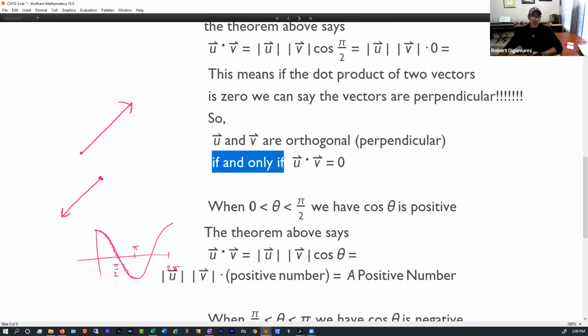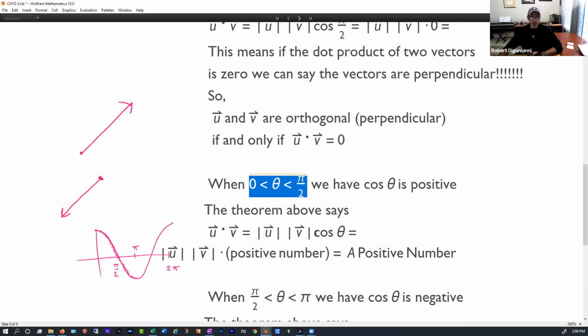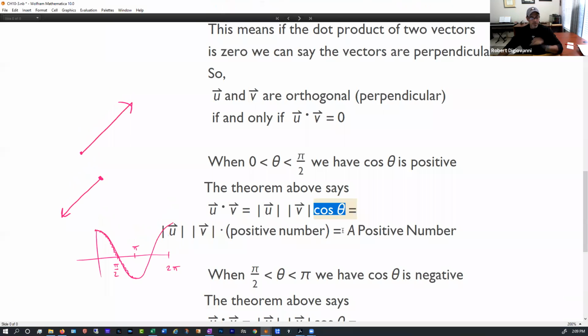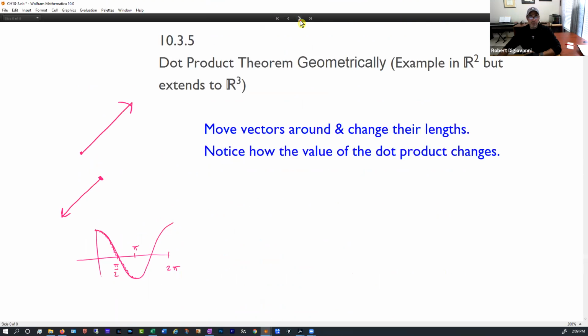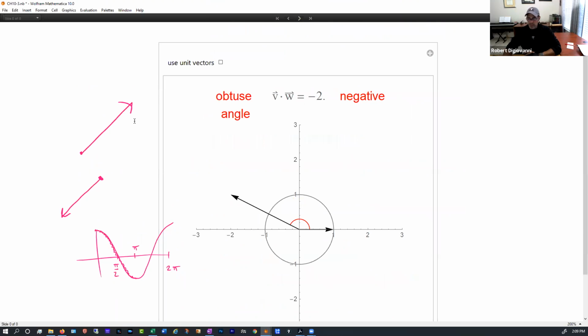Now, if your angle is between 0 and pi over 2, then cosine is always a positive number. So you're going to wind up having the magnitudes multiplied by a positive number, which gives you a positive number. And if the angle is between pi over 2 and pi, then cosine is negative, so you're going to get a negative number. This is what I asked earlier, because I was seeing if anyone knew this. If you're confused, don't worry about this. I'm going to show you with the visualization here.